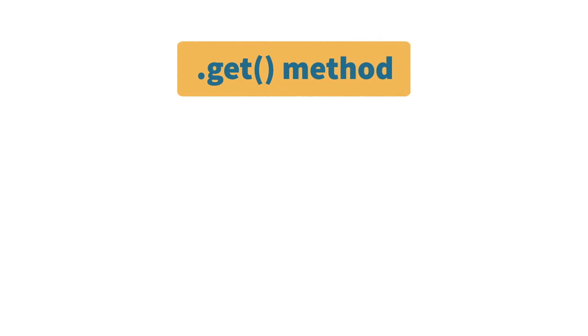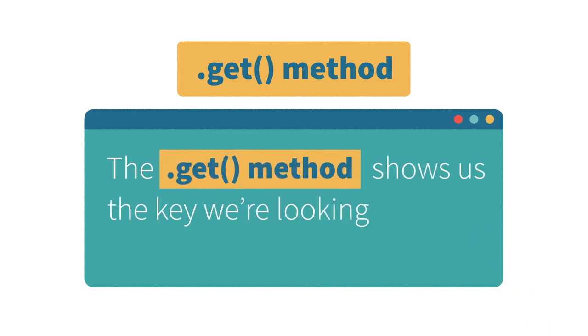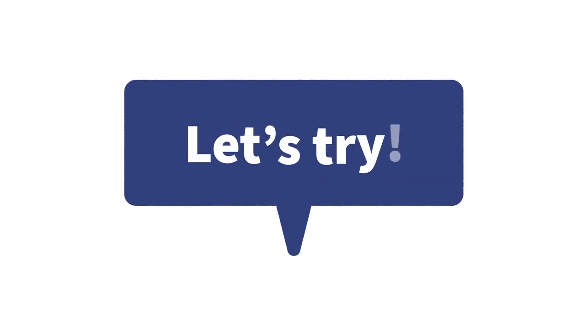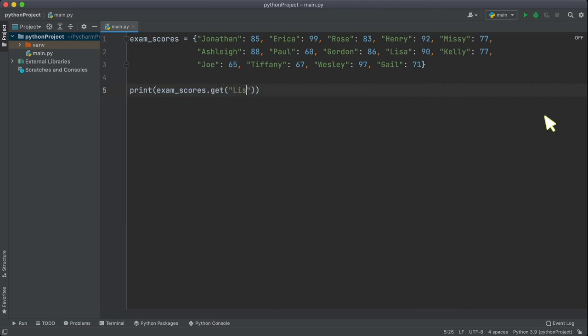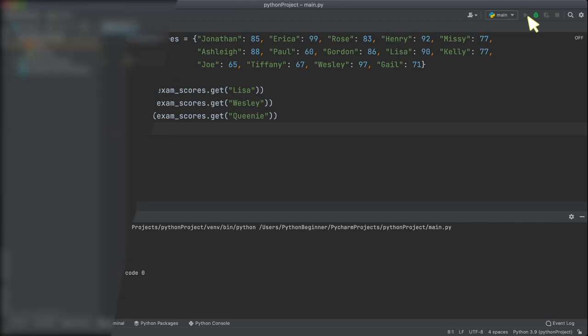A more convenient way to check if the key exists or not is to use the get method. The get method shows us the key that we're looking for. If it doesn't exist, it returns None. Using our exam scores example, let's try the get method. Let's check the scores of Lisa, Wesley, and Queenie. Whoops! Queenie doesn't belong to this batch.